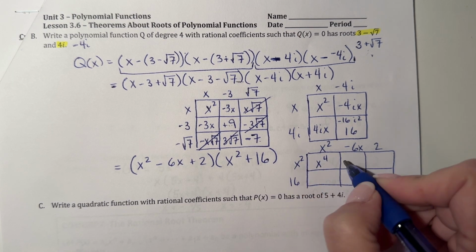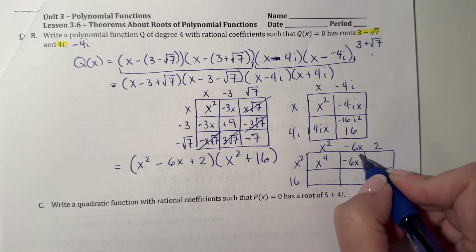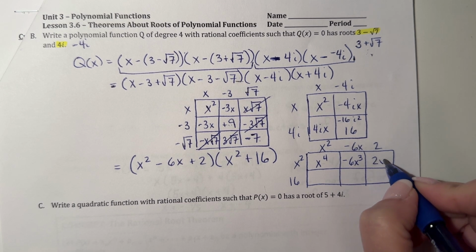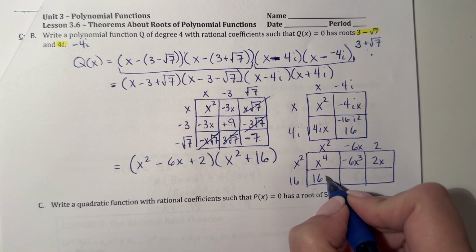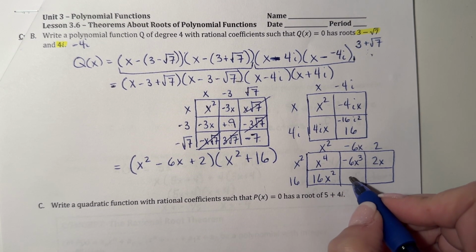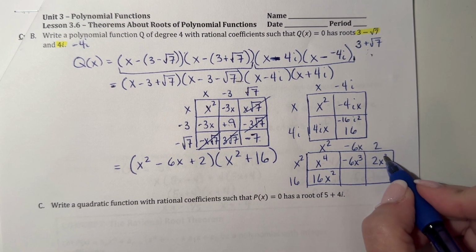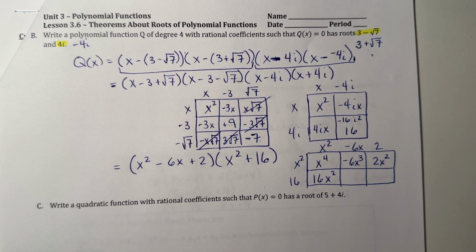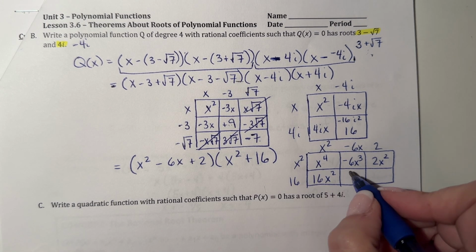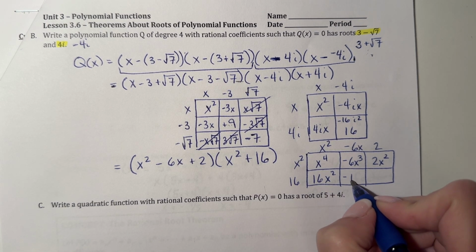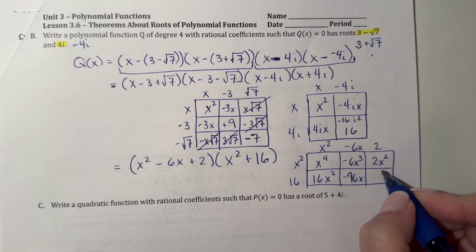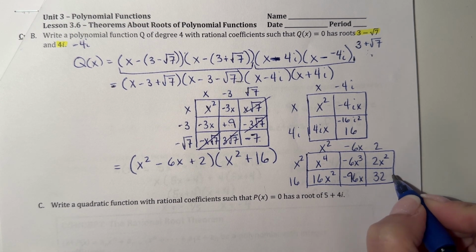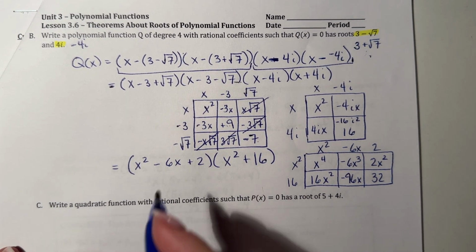So I've got x to the fourth minus 6x cubed, 2x, 16x squared. Ooh, so much. Oh, that's a square on there. Whoops, I almost forgot that. I know somebody out there would have been like, oh, no, Miss Blayford, you forgot that. Negative 96x and a 32. All right, time to put it all together.